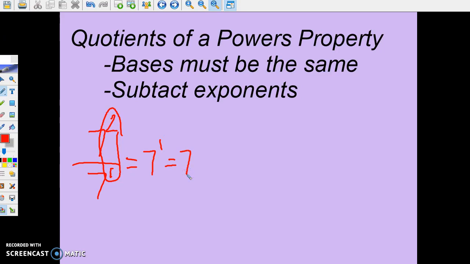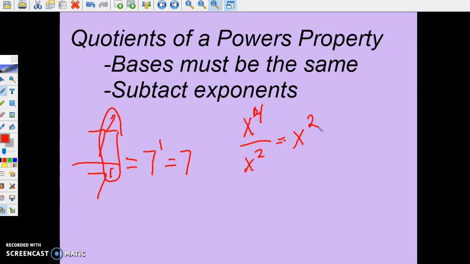If you see this in the form of algebra, you might see something like x to the fourth power over x to the second power. In this, the bases are both x, so we leave our base as x, and then we subtract our exponents. 4 minus 2 gives me 2, therefore my answer would be x squared.